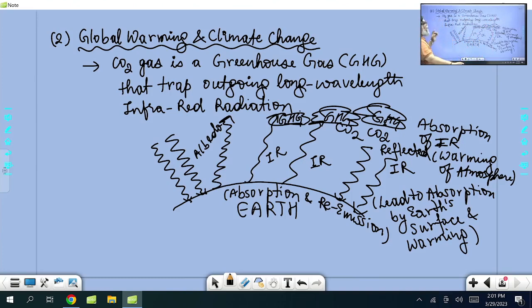That's what we call global warming, right? What is global warming? It is a rise, an increase in the average temperature of Earth's surface. And why is it happening? Because of the greenhouse effect. What I have drawn on the diagram, what you see right now, is known as the greenhouse effect.